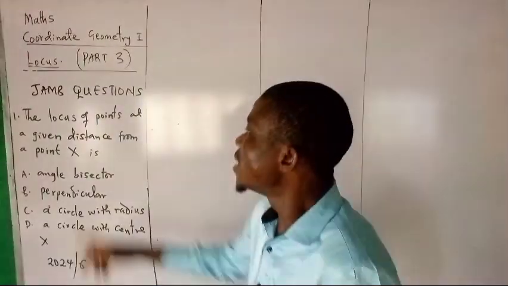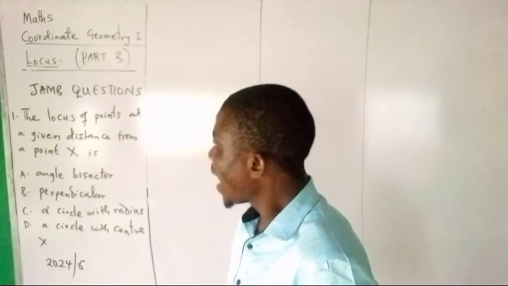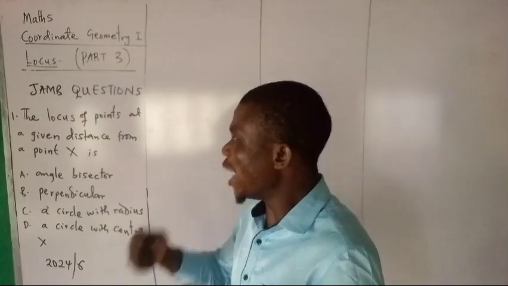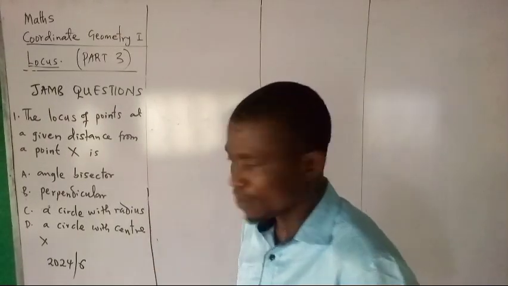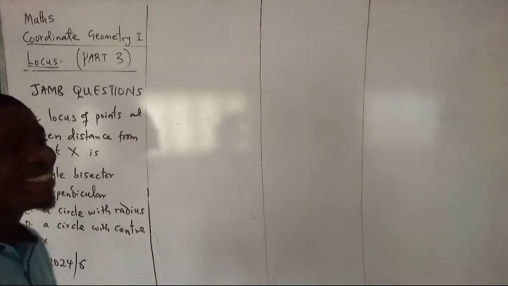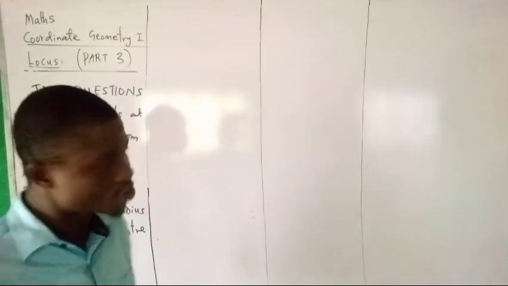Question 1 says the locus of points at a given distance from a point x is dash. This is 2024 question number 6. Now, option A, angle bisector. Look up, understand the question first. It is not angle bisector because we don't have two intersecting lines. So the locus cannot be angle bisector, right? Nor can it be perpendicular bisector, because we don't have two fixed points where the locus will bisect the line joining the points. So it's not.